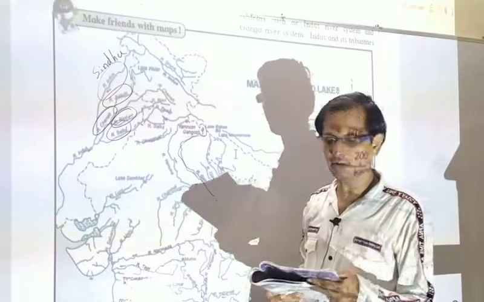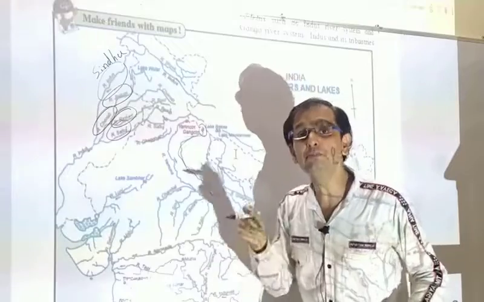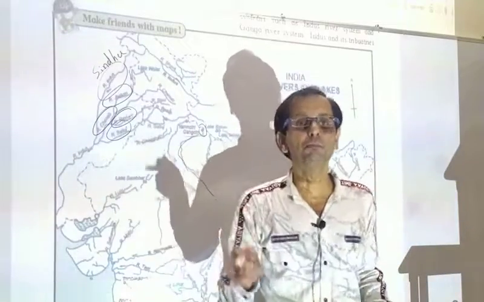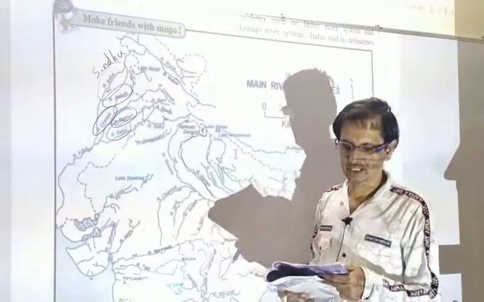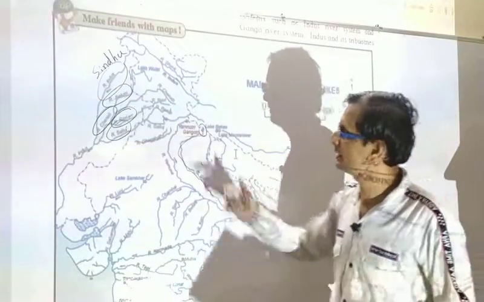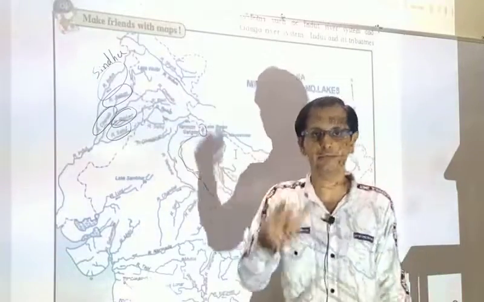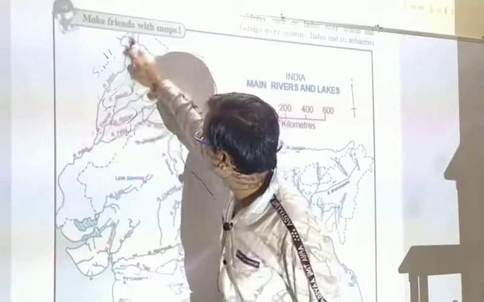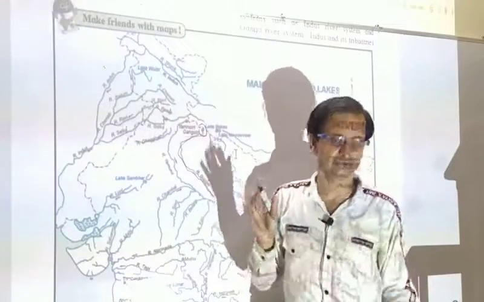And they flow through the state of Jammu and Kashmir. Mostly they flow through Jammu and Kashmir and POK, Pakistan occupied Kashmir also. They flow almost parallel to each other. You can see in your map also, suppose you are not getting it, you can see here they are flowing parallel to each other.